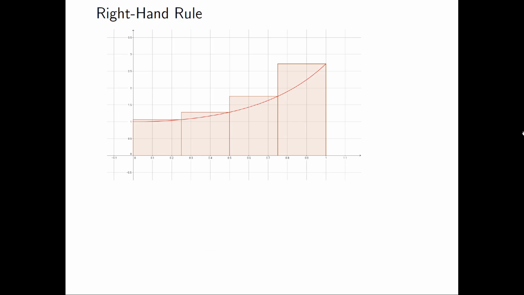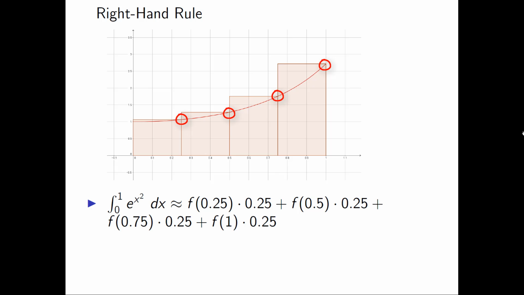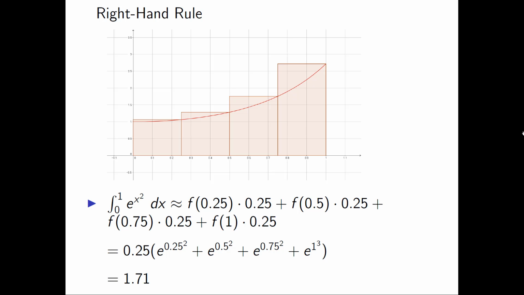We can go on to the right-hand rule. This, of course, is very similar, except we take the height of the function at the right-hand end of each rectangle: here, here, here, and here. The delta x is still the same. So now we get f of 0.25, 0.5, 0.75, and 1, still multiplied by that 0.25, so we factor that out. If we plug in and find the value, it's 1.71. In this case, again, it's clear that this is an overestimate. That's very easy to see from the graph.